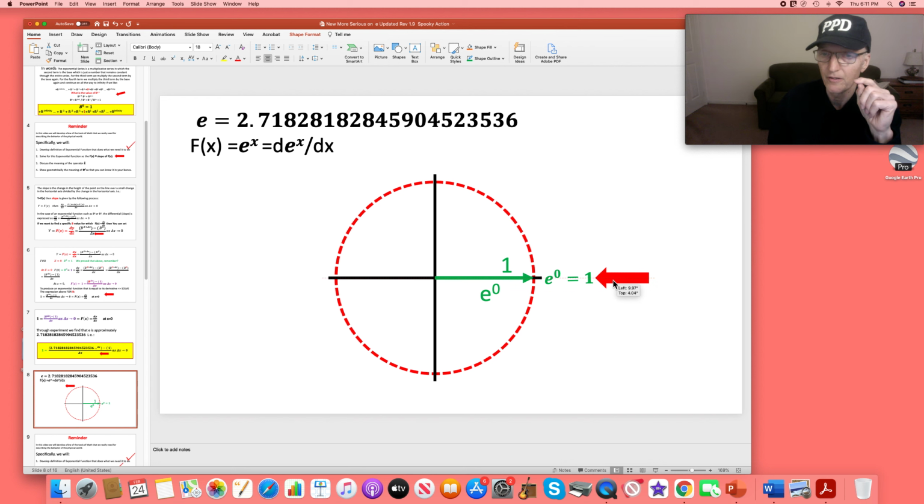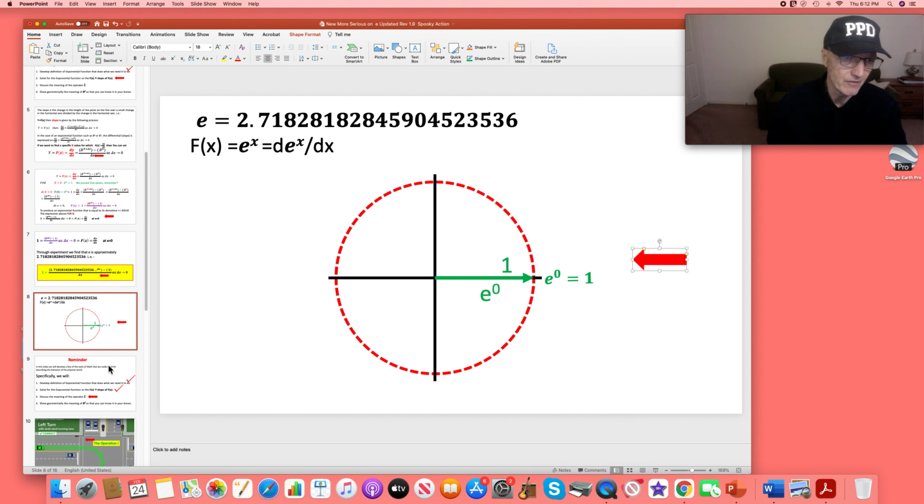e to the 0 is equal to 1. So I draw that on a Cartesian plane, and it's equal to 1, so it's a real number. Not too fond of that expression, but you can draw it as a direction. It's going in the positive number direction, 1. And I do a circle around this because I have a foreknowledge of where we're going with this, but you could just as easily take the circle away at this point, but not later on.